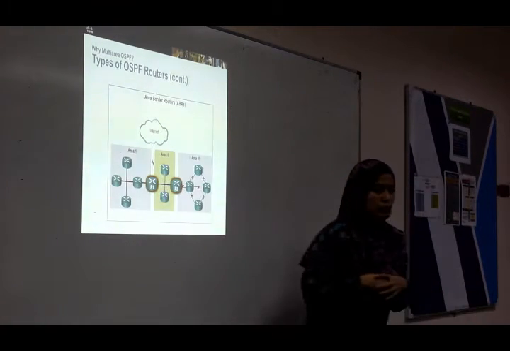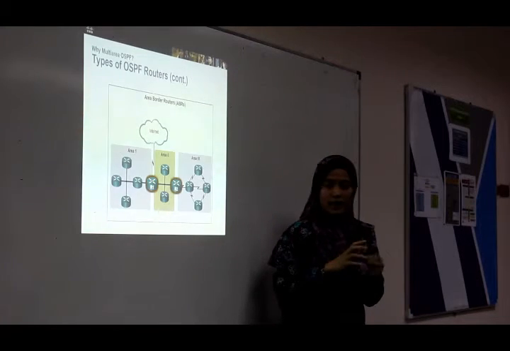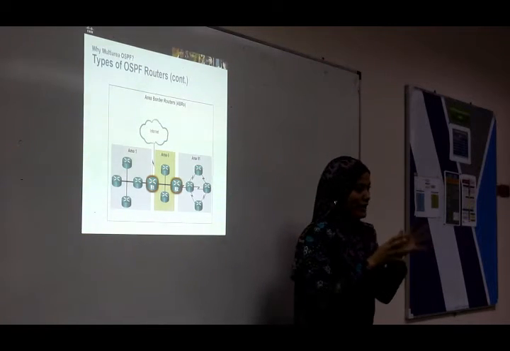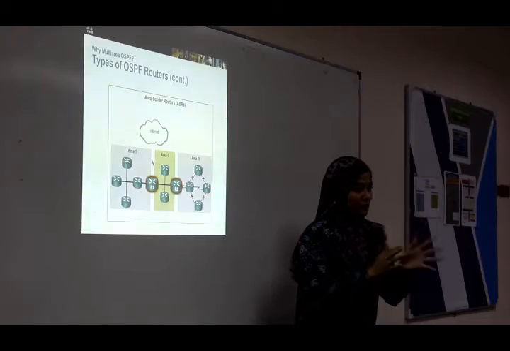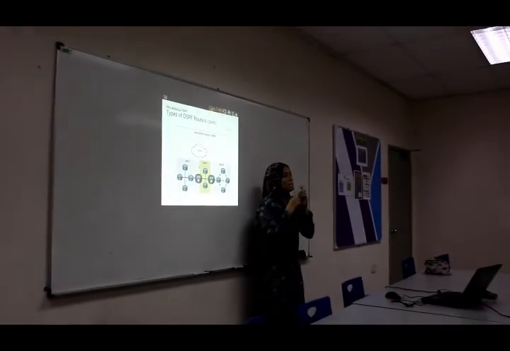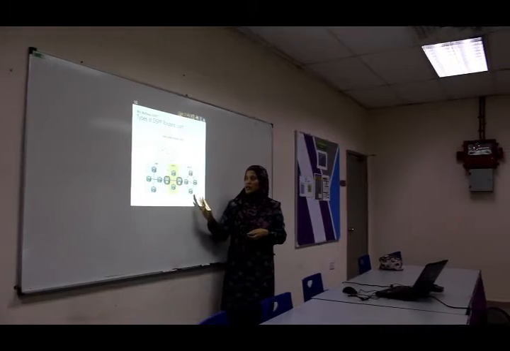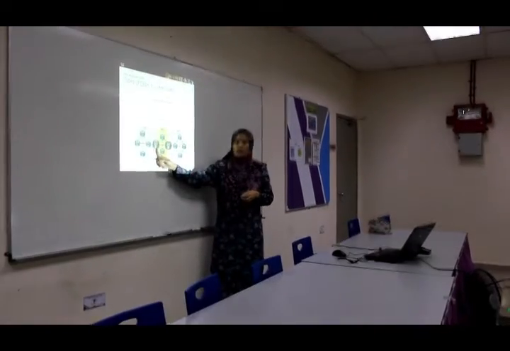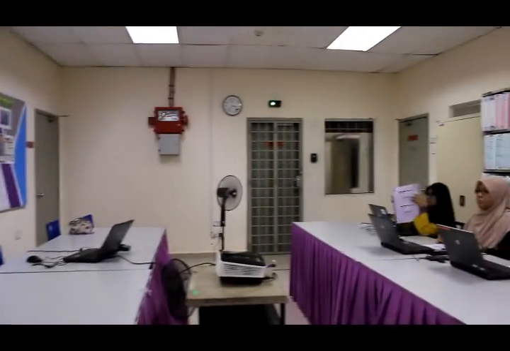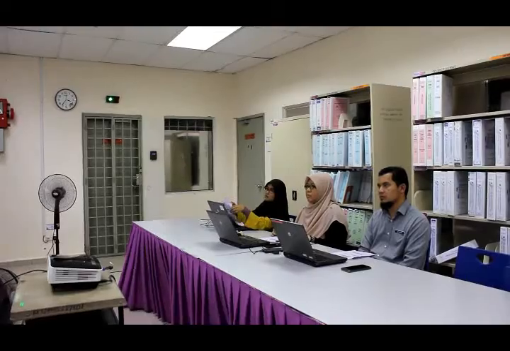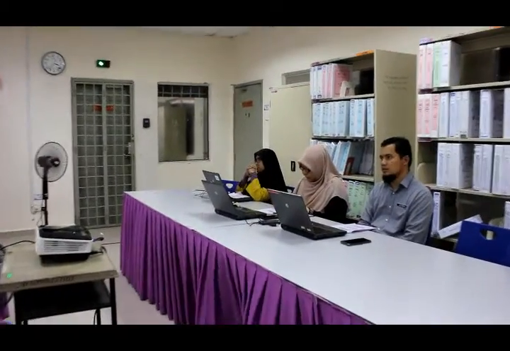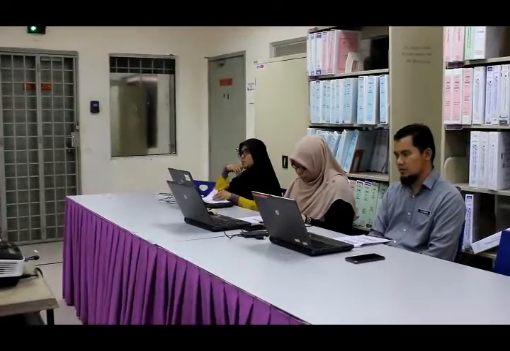Okay, now we go to ABR. ABR is a router that has interfaces connected to more than one area. So from here we can see R1 has an interface connected to area 1 and the other one is connected to area 0. So R1 is an ABR. R2 is also an ABR. Okay, R2 is between area 0 and 51.